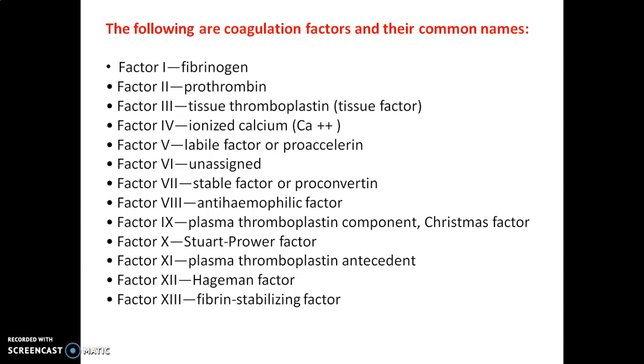Factor 10 is called Stuart-Prower factor. Factor 11 is plasma thromboplastin antecedent, and factor 12 is Hageman factor. Factor 13 is called fibrin stabilizing factor.